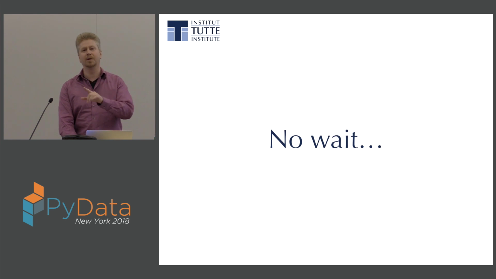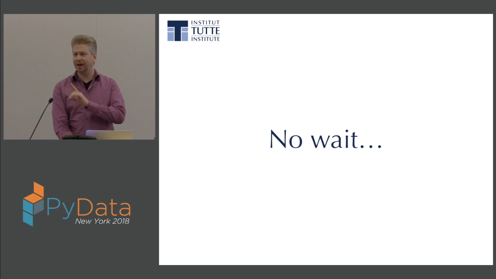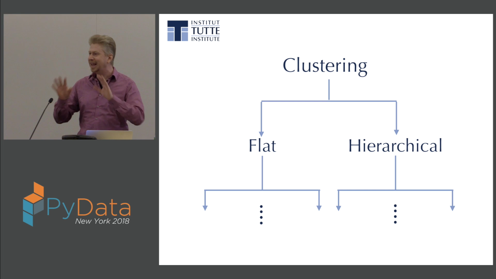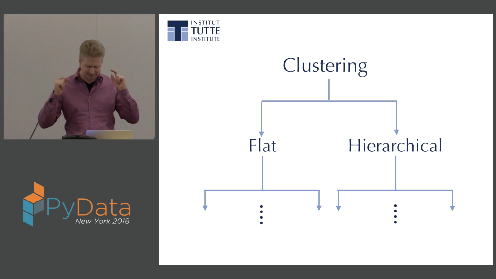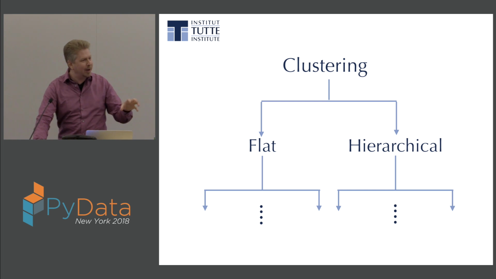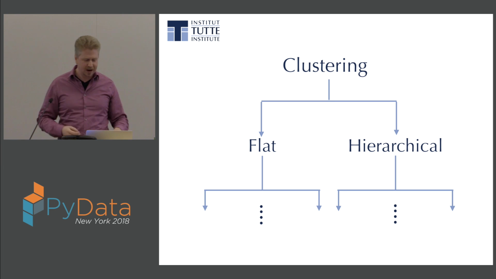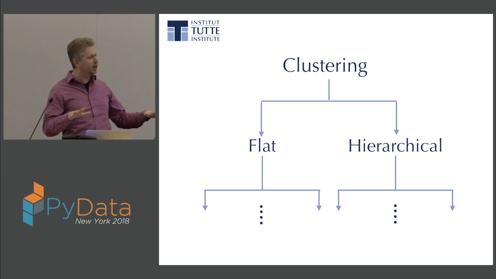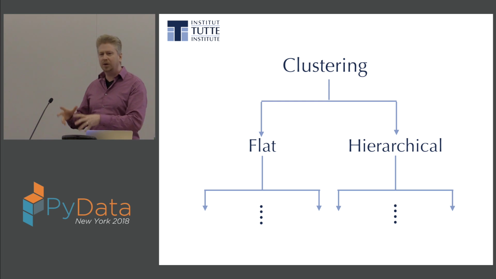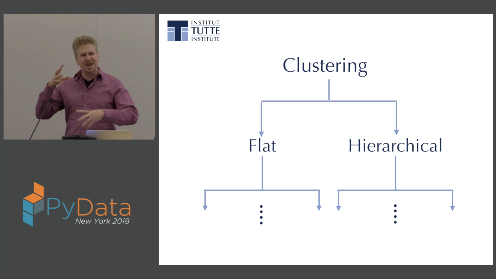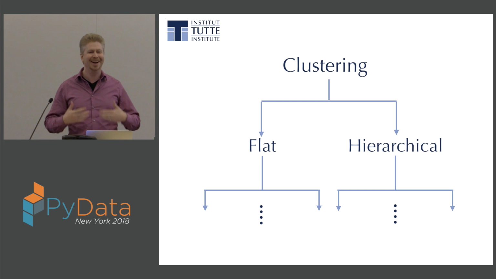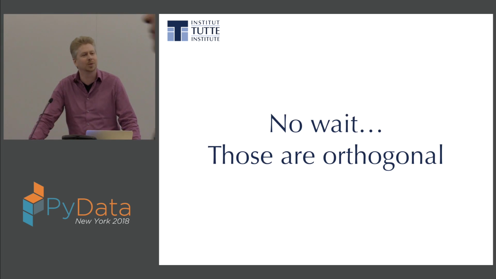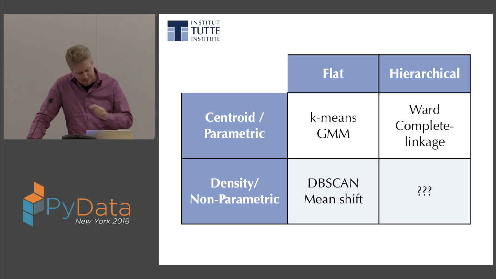Hold on, no, I got that wrong. We shouldn't break them down that way. The right way to break them down is flat versus hierarchical clustering. That's a way better way to divide it. Sorry. So this is about complexity of resolution. Flat clustering gives you a single grouping or partitioning of your data, while hierarchical clustering returns sets of nested relationships between your data, which is a much nicer way to think about clustering algorithms. No, those are orthogonal. All right, hold on.